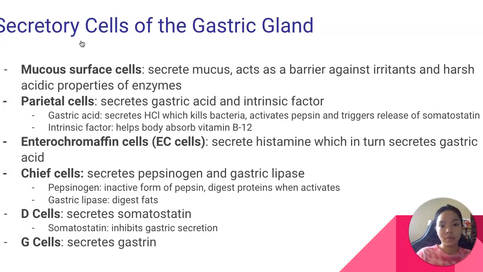So there's a lot of components to digestion in our GI tract, and a lot of the moving parts are done by the secretory cells of the gastric gland, and how they all interact with each other to activate or buffer out each other. Any sort of disruption to either one of these cells can lead to severe illnesses or abnormalities in our GI tract, such as ulcers or stuff like that.